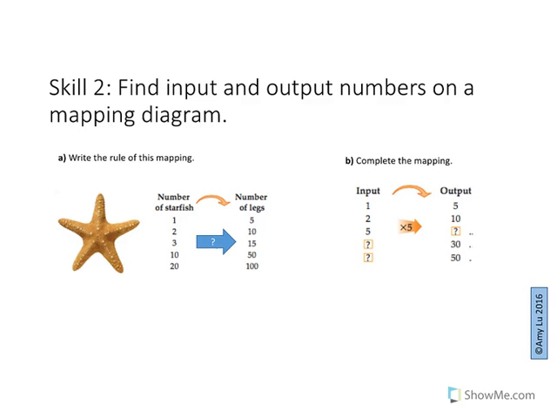So the mapping for A is that you multiply by 5 each time. In B, you do multiply by 5, so 1 times 5 makes 5, 2 times 5 makes 10, 5 times 5 will make 25. Then to go backwards, you actually have to do the opposite. We have to divide by 5. So 30 divided by 5 makes 6, and 50 divided by 5 makes 10. And that's it.